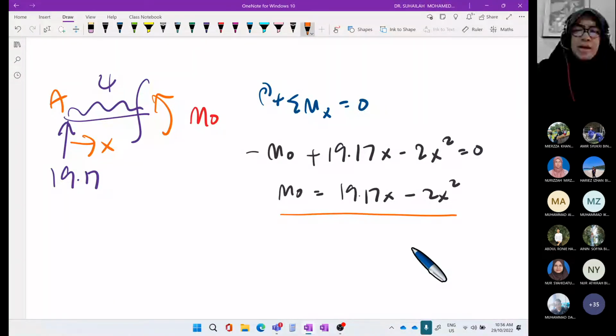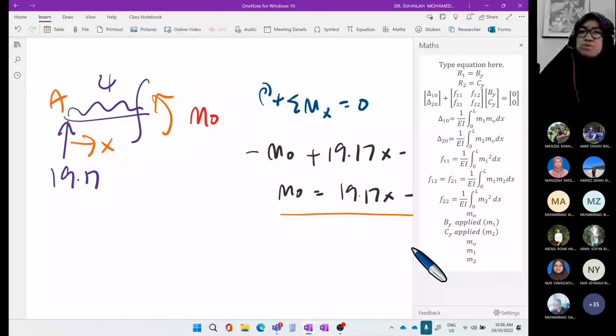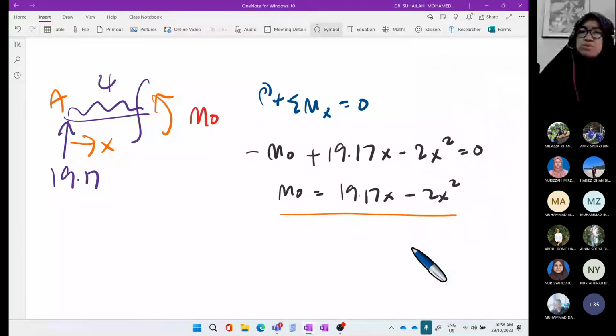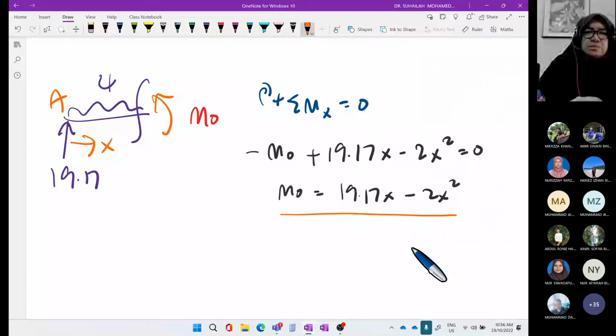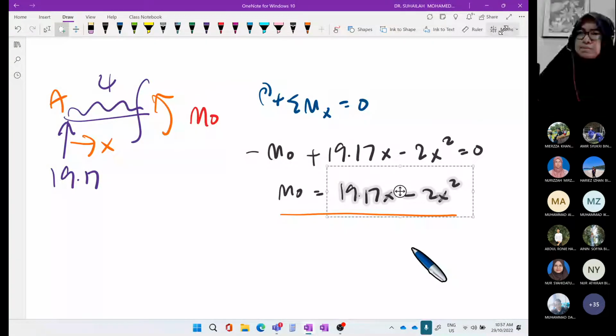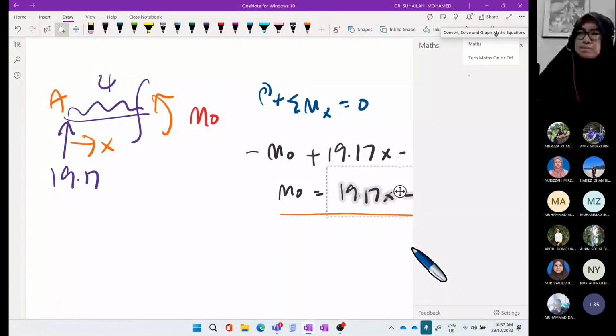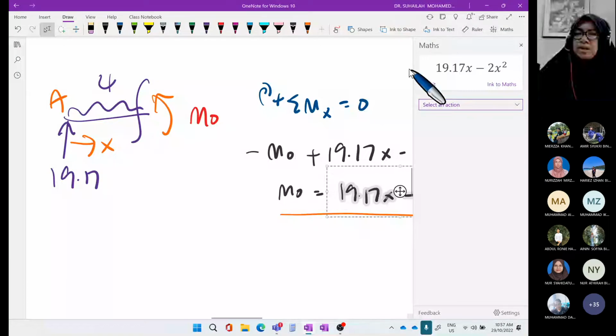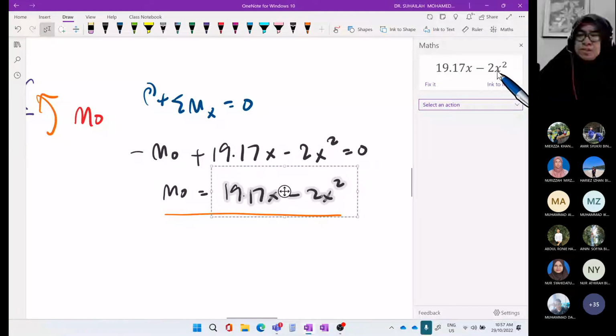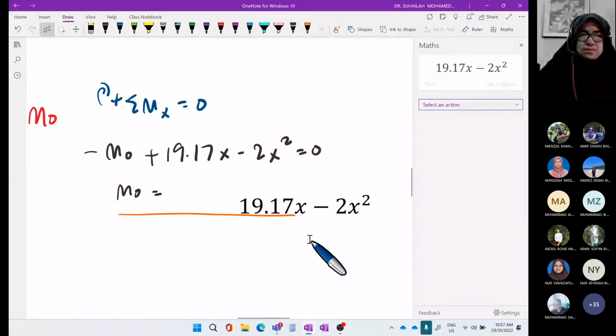Yes, ya. Kita tengok dia boleh tak change to, kat mana nak change ya? Draw. Betul, 19.17x minus 2x square. Okay, so we want this. Copy. Ini ya.